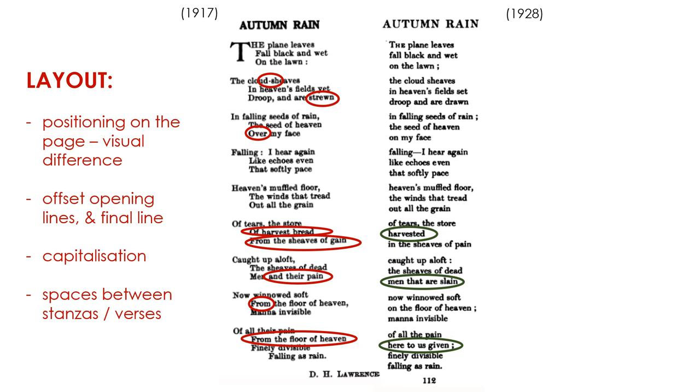It's not just about the men and the grain and the comparison between the chaff being on the floor and the men being on the floor. It's also about "here to us given". So the pain being shared a bit more amongst us, readers, speaker, and the men within the poem. So yes, there are differences, and I don't have time to go fully into all of them today. But in terms of what I'm interested in today, in terms of the rhyme, it is essentially the same poem, even though formally it looks very different.